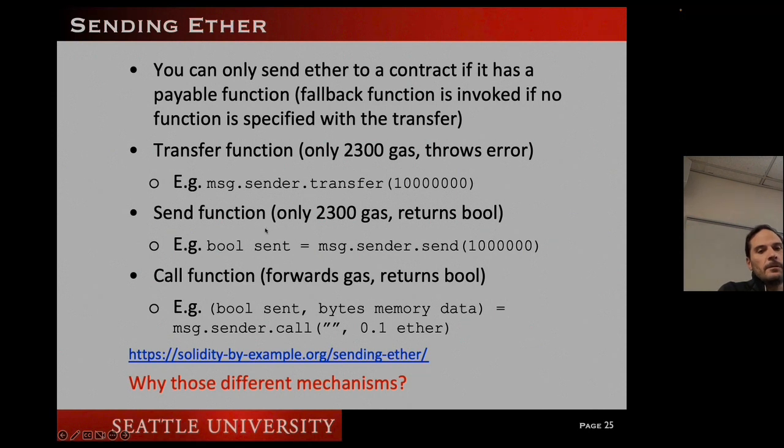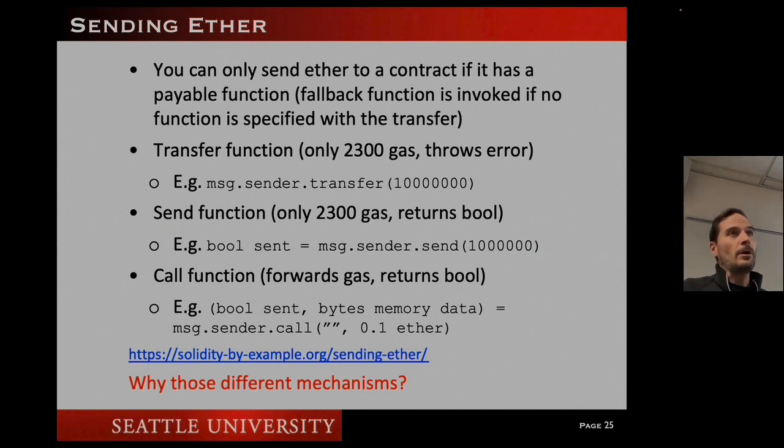The send function also only sends 2,300 gas and returns a Boolean that you basically would have to check whether it was successful or not. So if you send using the send function and it fails and you don't check the value, then there may be some unintended consequences. And then lastly, you can send Ether using the call function. And what that does, it forwards all the gas, and this function returns a bool.